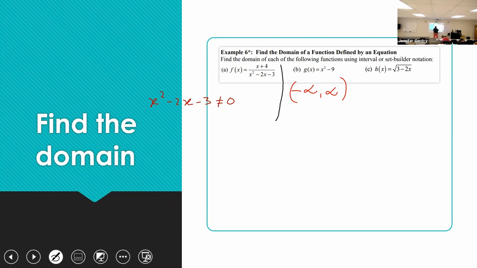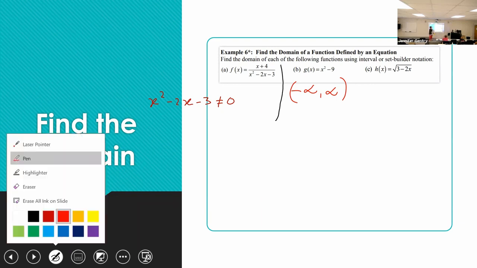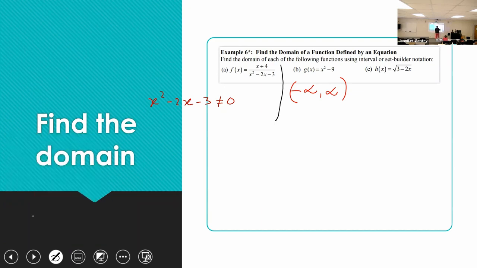Anyway, next. Okay, I've got a radical here. I'll tell you later. We have a radical here. What can my radical not be? Negative. Uh-oh. So, negative. 3 minus 2x has got to be greater than or equal to 0. Right? Otherwise, it's going to be negative and it's not a thing.